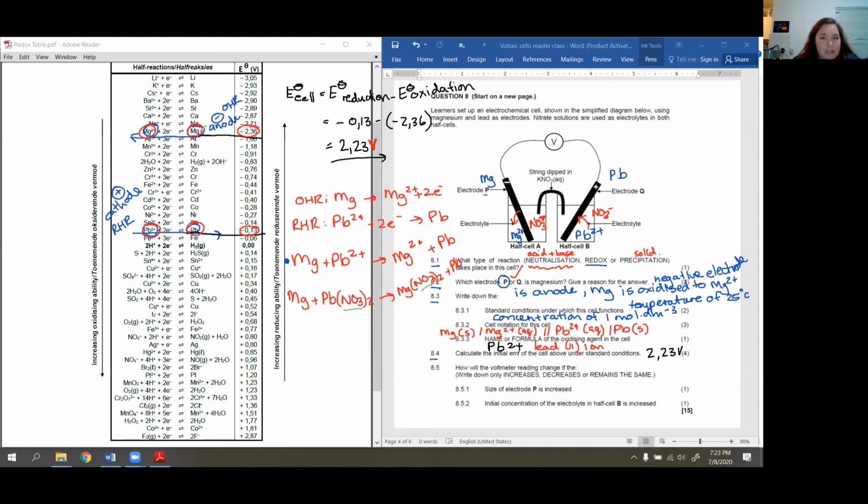So putting in spectator ions, not an issue, they'd ignore it. But yeah, I don't think you'd be required to do it. All right, last little bit here.